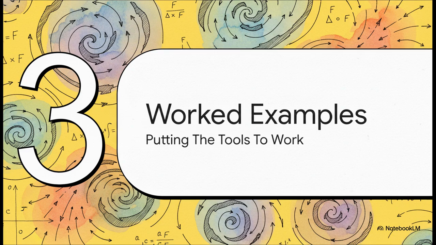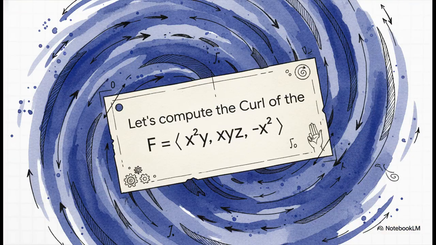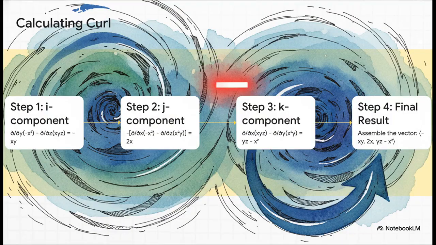Okay, enough theory. Let's get our hands dirty and make this stuff concrete. We're going to apply these formulas to a couple of actual vector fields, just like you would on a problem set. First up, let's find the curl. We're on the hunt for the rotational properties of this specific field, which could be spinning differently all over the place.